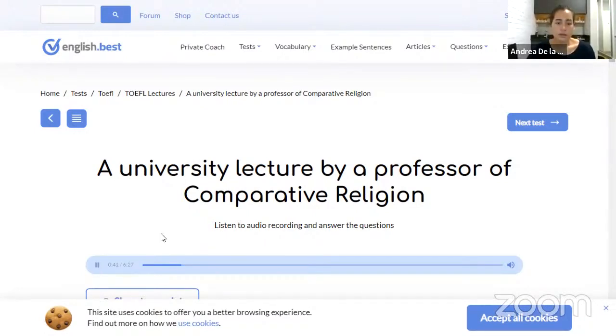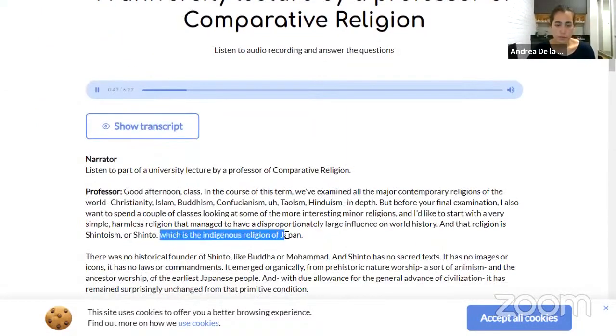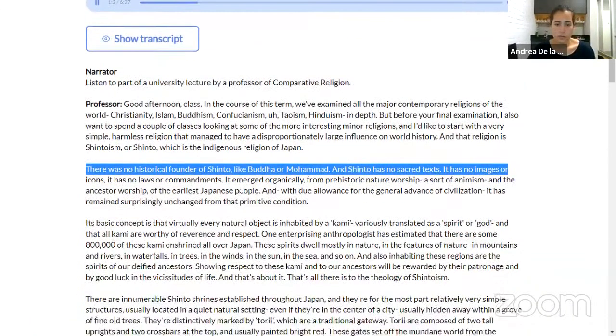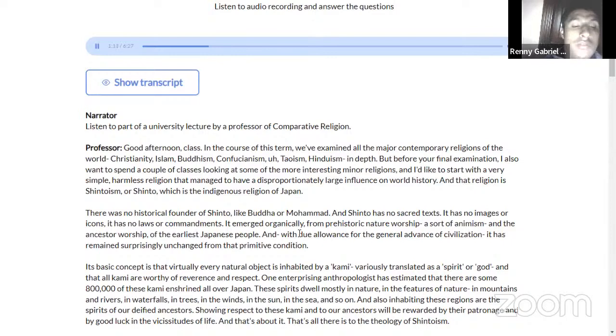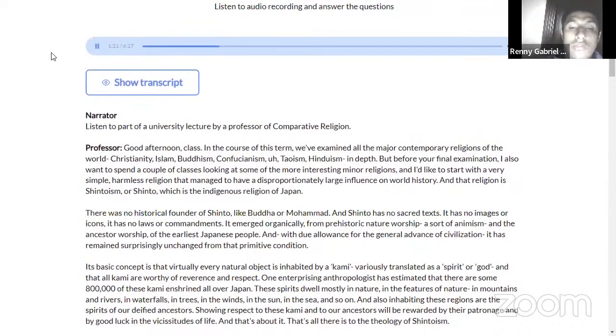Yes. History. And that religion is Shintoism, or Shinto, which is the indigenous religion of Japan. There was no historical founder of Shinto like Buddha or Muhammad, and Shinto has no sacred texts. It has no images or icons. It has no laws or commandments. It emerged organically from prehistoric nature worship, a sort of animism, and the ancestor worship of the earliest Japanese people. And, with due allowance for the general advance of civilization, it has remained surprisingly unchanged from that primitive condition.